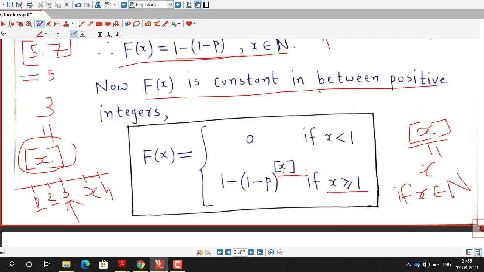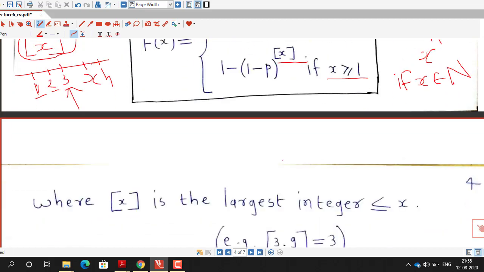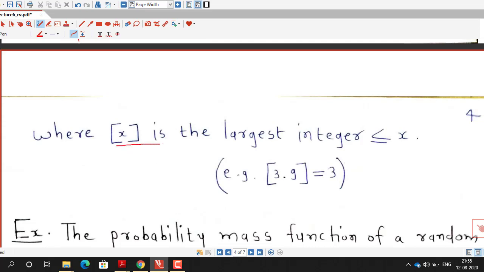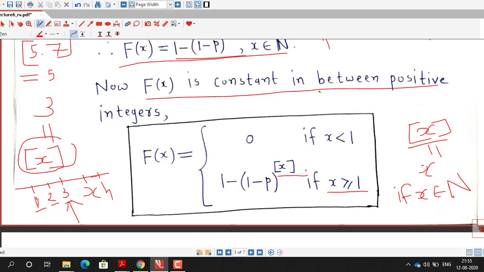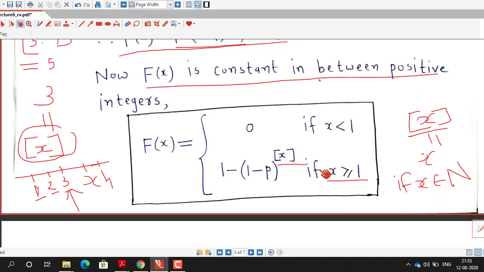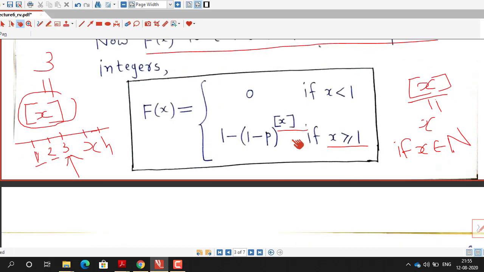The integral part is written to find the value of the CDF at each real number. Here we have written that this is the largest integer less than or equal to x. So finally the CDF is given by this formula: F of x equals 0 if x is less than 1, and if x is greater than or equal to 1, F of x is 1 minus p raised to the integral part of x, or the greatest integer function.